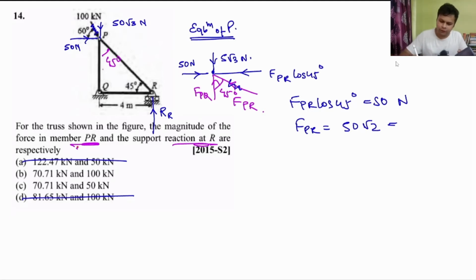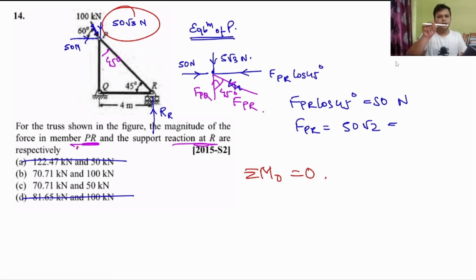So let us try to find out the reaction. To find out the reaction, we can take moment. Summation of moment about point O should be equal to 0. Why it should be 0? Because the truss is at equilibrium. So I can simply write down the equation. You can see 50 root 3 is directly passing through point Q, so it will get cancelled out. No doubt about that.